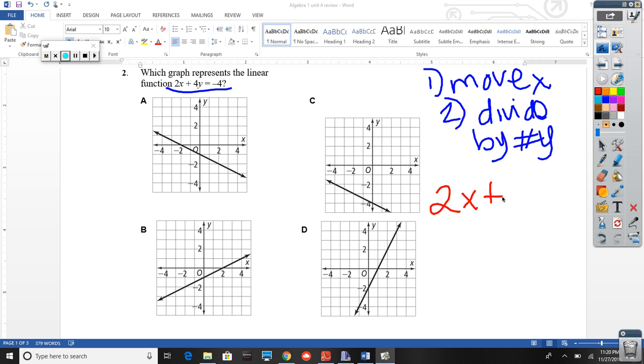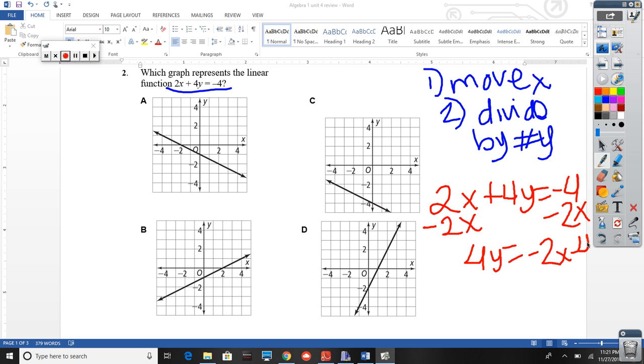Okay, so I'm gonna do just that. 2x plus 4y equals negative 4. So I'm gonna do minus 2x. I have 4y equals, I can't combine these. All I can do is rewrite them. Negative 2x minus 4, and then divide by the number in front of the y, so divide by 4, and I have y equals negative 2 over 4 simplifies to negative 1/2.